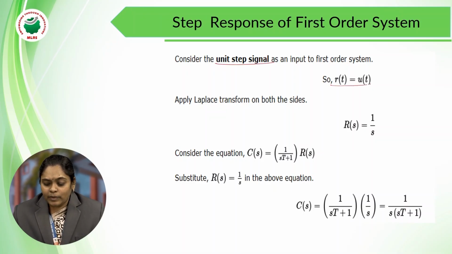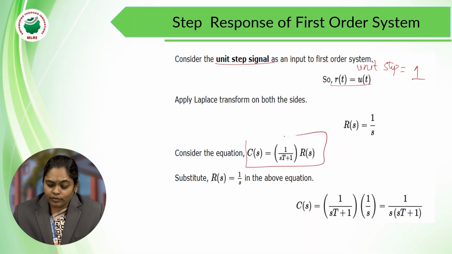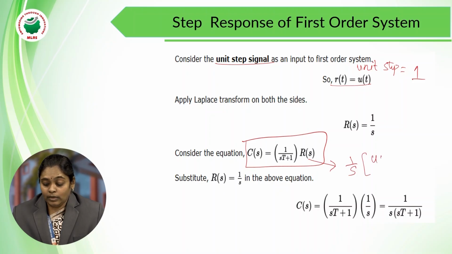So the step input is, in this I am assuming that it is a unit step. Unit step itself indicates the amplitude of the step signal is 1, and the Laplace transform for the unit step signal is 1 by s. As we have an equation of a first order system, this R(s) needs to be replaced with 1 by s because of unit step. So I have replaced R(s) with this.